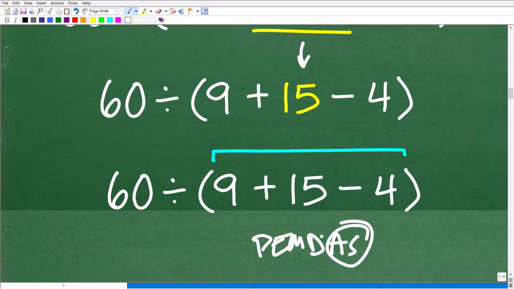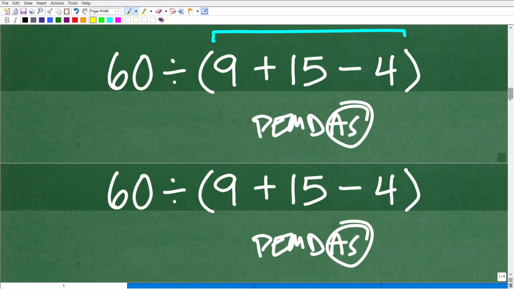So we're down to addition and subtraction. So we'll handle the addition before the subtraction. We're getting there. We're pretty close to finishing this problem. But again, we don't want to rush through. We just want to take it one step at a time.